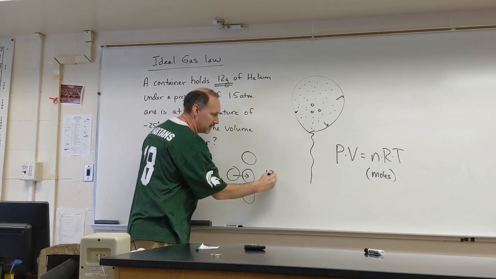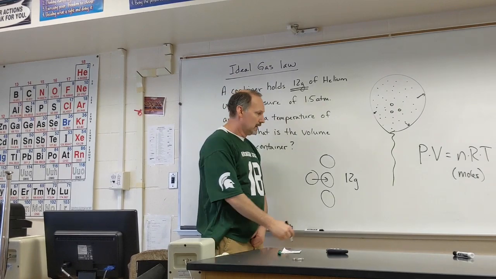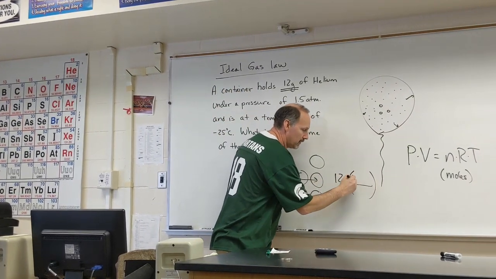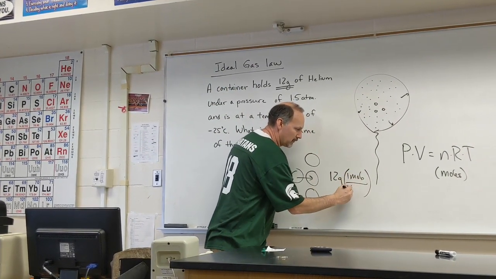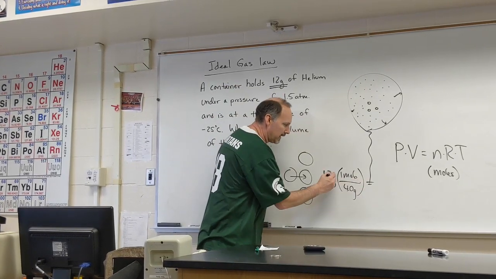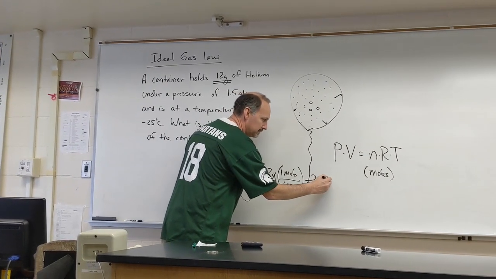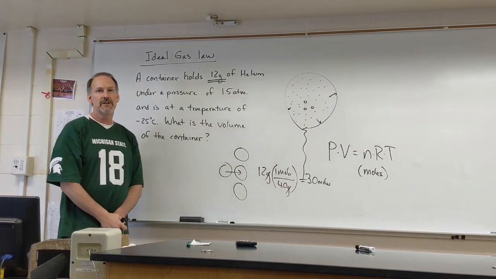We write down our given number, 12 grams. Helium's weight is 4, so we're going from 2 moles to 1 mole. Helium weighs 4.0 grams per mole. And so we multiply it out, we get 12 divided by 4, we have 3 moles. Okay? So now we can start our problem.